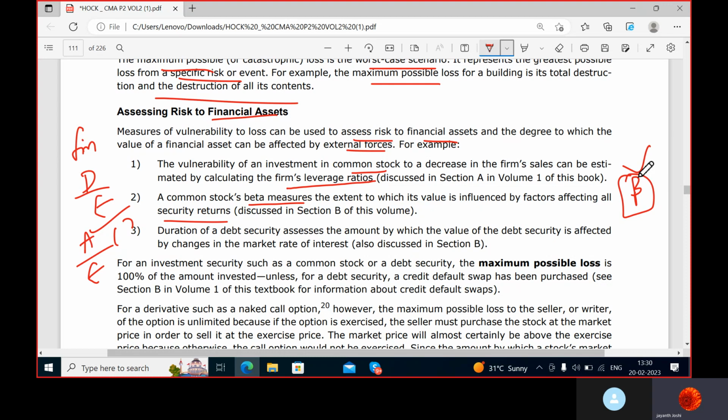So if you are looking for the beta of some company, let's say the beta of a company is 1.4, what does it say? A common stock's beta measures the extent to which its value is influenced by factors affecting all security returns. That means your security's risk compared to market risk, which is one. Understood? So we are taking the entire market risk as 100%, and if your company's beta is 1.4, that means your company is 40% riskier than the entire market. That's what it shows.